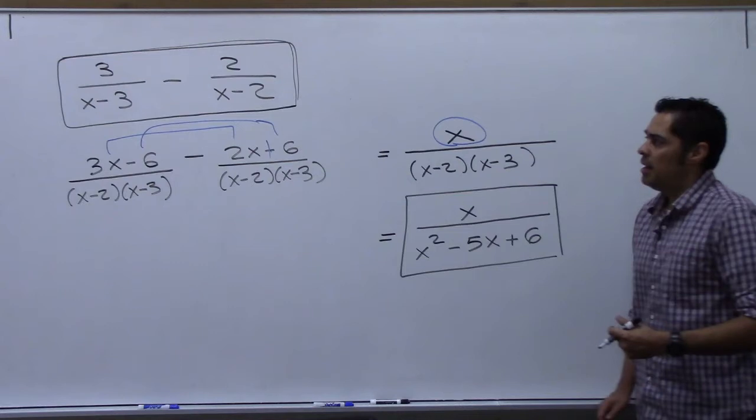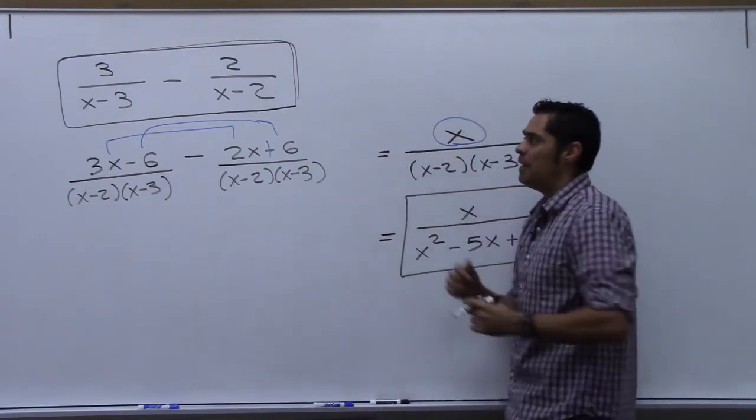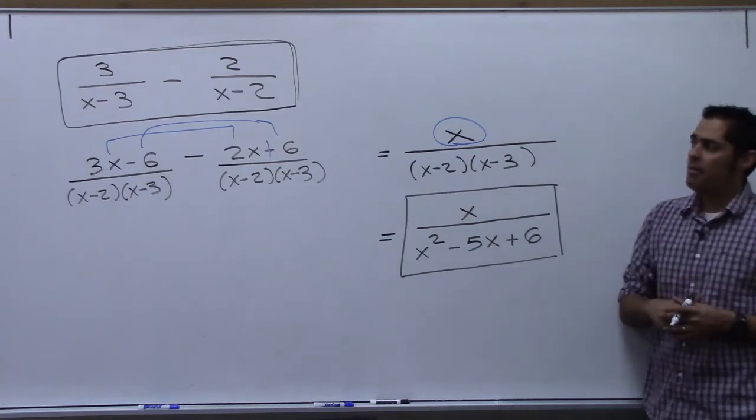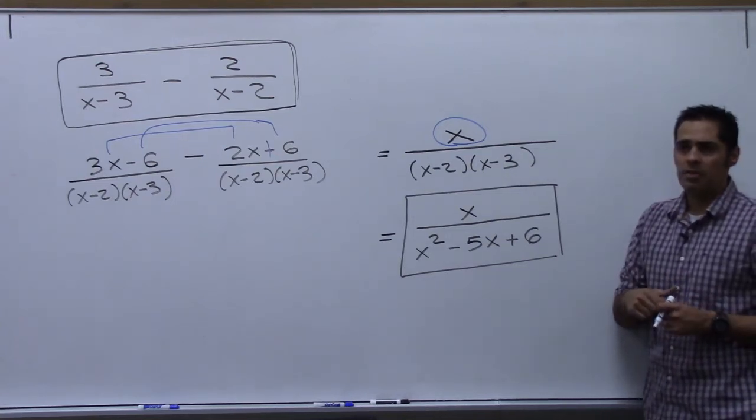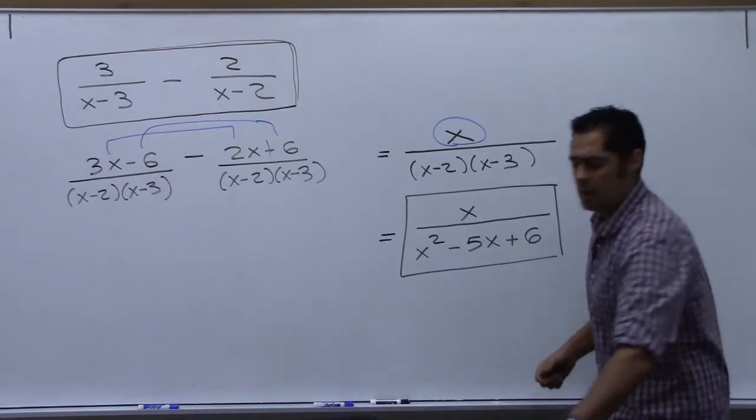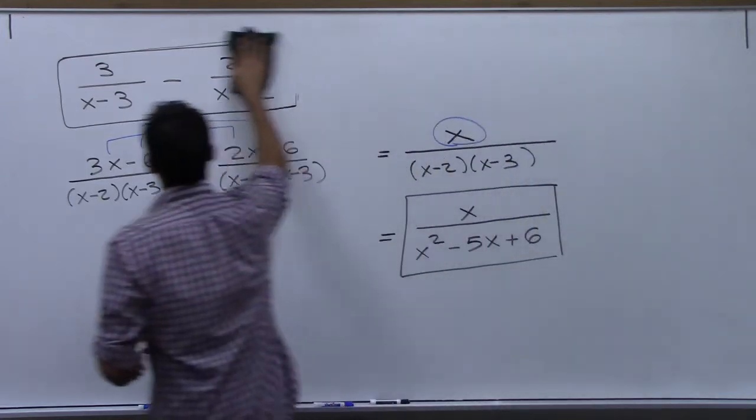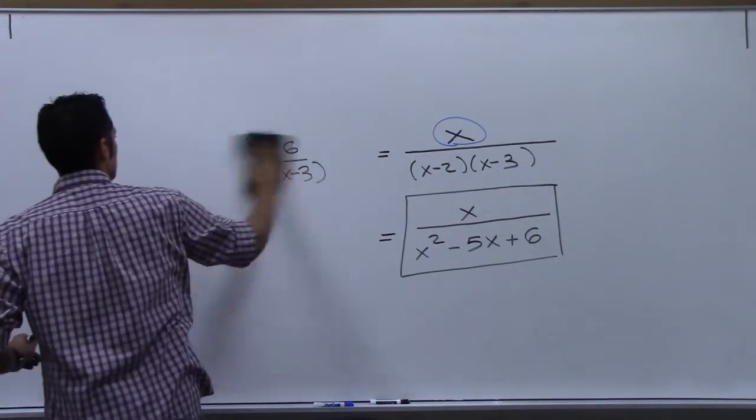But it's an important process to be able to go from here to there. In fact, so important that we have a name for it. It's called partial fraction decomposition. So going from here back that direction is called partial fraction decomposition. So that's what today is about.